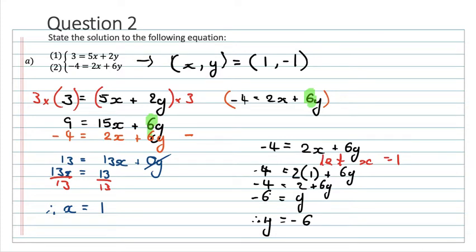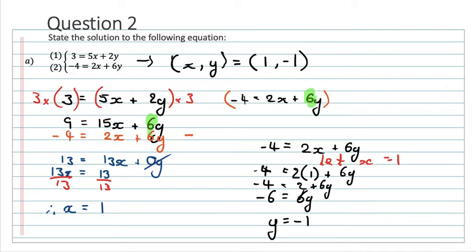Actually, this is wrong. I got this wrong. Should be a 6 there. All right, going back to this line, we get negative 6 equals 6y, and thus y equals negative 1. Perfect. So now it makes sense.